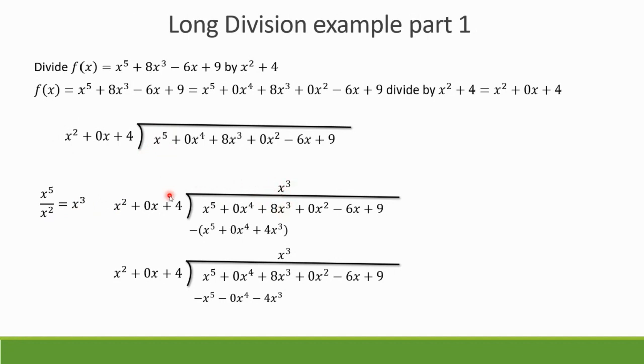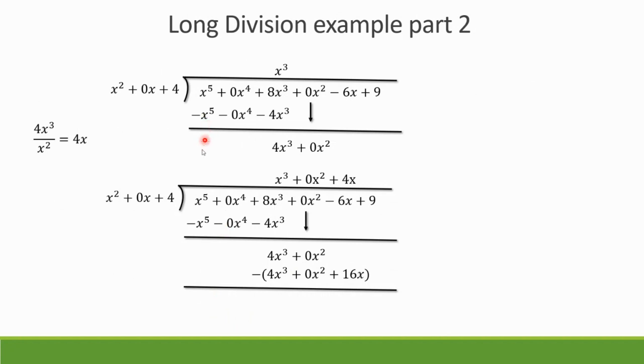Then you're going to multiply x cubed by the whole thing here, right? And you're going to subtract that product. The product is x to the 5th, 0x to the 4th, 4x cubed. And we're going to subtract that. How do you subtract it? Well, you could distribute the minus. That's what I do. And then combine. x to the 5th minus x to the 5th, that's going to become 0.